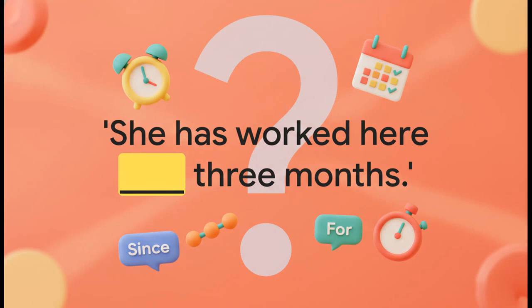Time for another quick quiz. Fill in the blank for me. She has worked here blank 3 months. Do we need the word since or for? Pause the explainer for a second and take a guess.